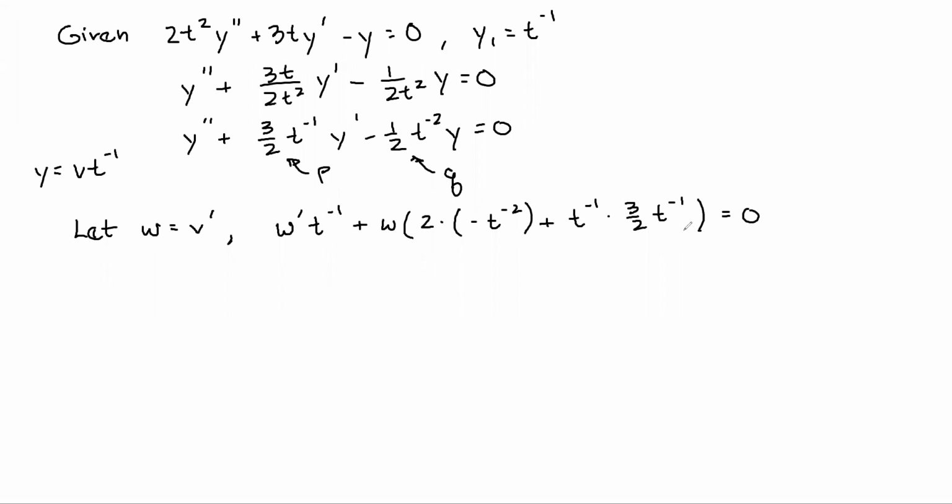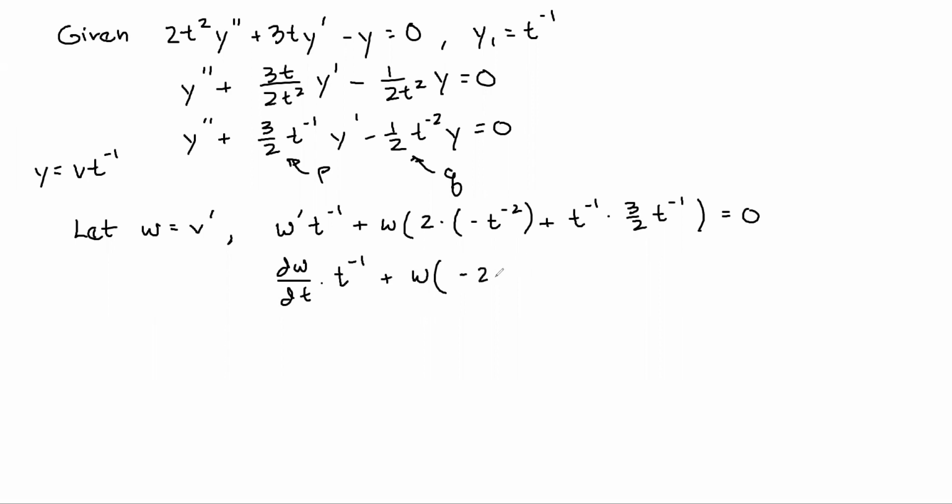All right, anyway, so from here you want to just simplify this. So what is w prime? That's dw dt. Sometimes the brain just shuts off. All right, and then we're going to have t to the negative 1. And then what's this going to simplify into? It's going to be w.